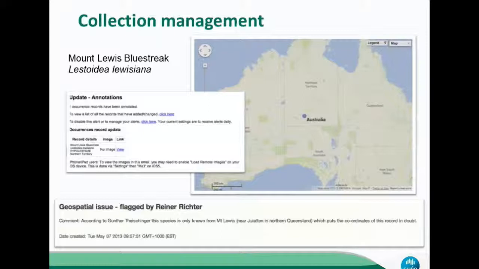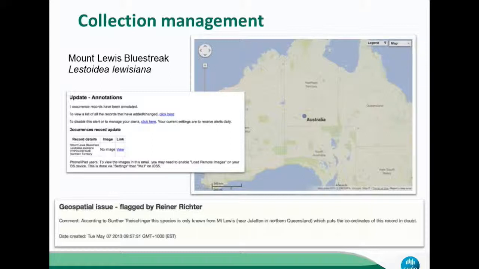So just finally, I'd like to discuss a little bit about my experience with utilising these sorts of methodologies for managing my collection. This was an example of a data point that was up on the ALA and had been geolocated to a point in Central Australia. And it's for a species of dragonfly called the Mount Lewis blue streak. Mount Lewis is located in the wet tropics on the tropical North Queensland coast.